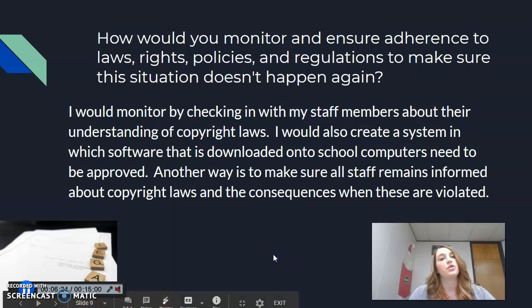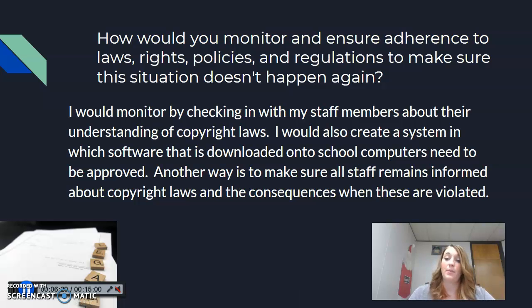How would you monitor and ensure adherence to laws, rights, policies, and regulation to make sure the situation does not happen again? So you need to monitor by checking in with staff members about their understanding. Also, in your policy, you should write somewhere that any software to be downloaded onto school computers needs to be approved. That way, you can make sure all copyright laws are followed and that you are aware of basically anything that goes on those school computers, since they are shared. Everyone will be able to see it.